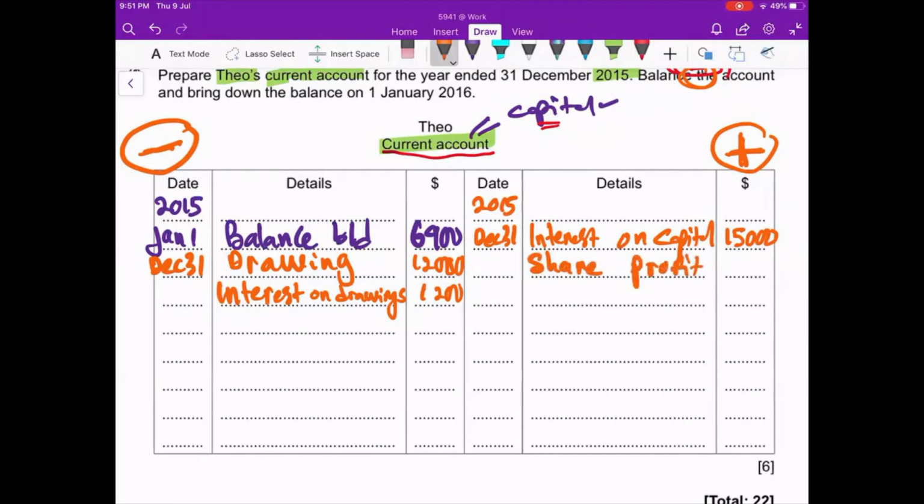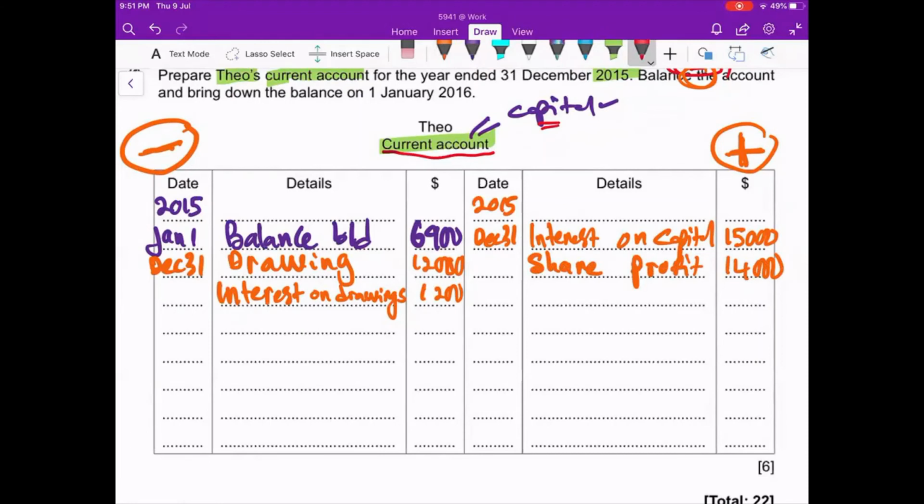How much is the share profit just now? 14,000. Okay, do you have anything else here? No, that's it. Okay, everything we already put here. So now we need to balance up. How to balance up? We see which side is bigger. I have a feeling that the credit side is bigger.